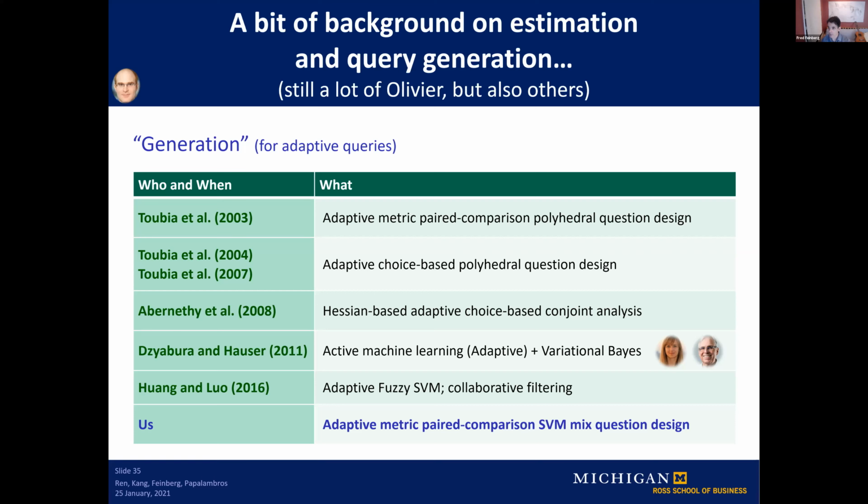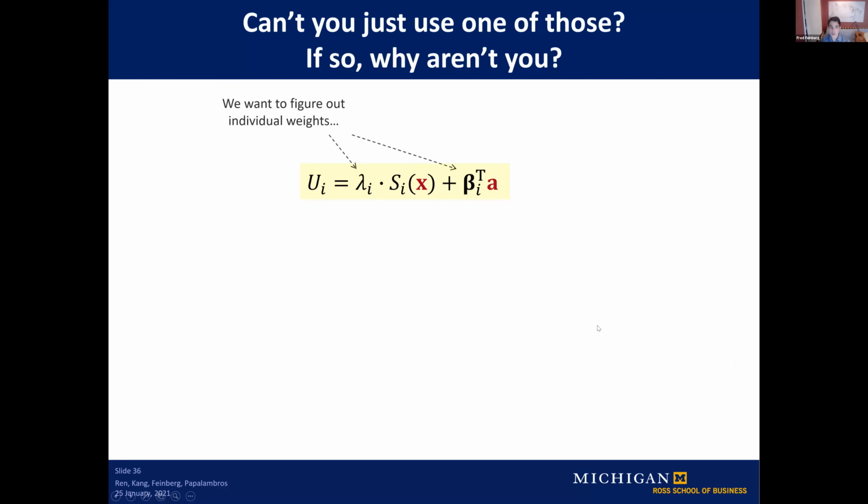Again, I don't want to make this all about the algorithms. They have been in the literature. We try to adapt the best ones that would work for our problems so that we can get answers back to respondents as quickly as possible. So here's the idea. We want to figure out these individual weights.